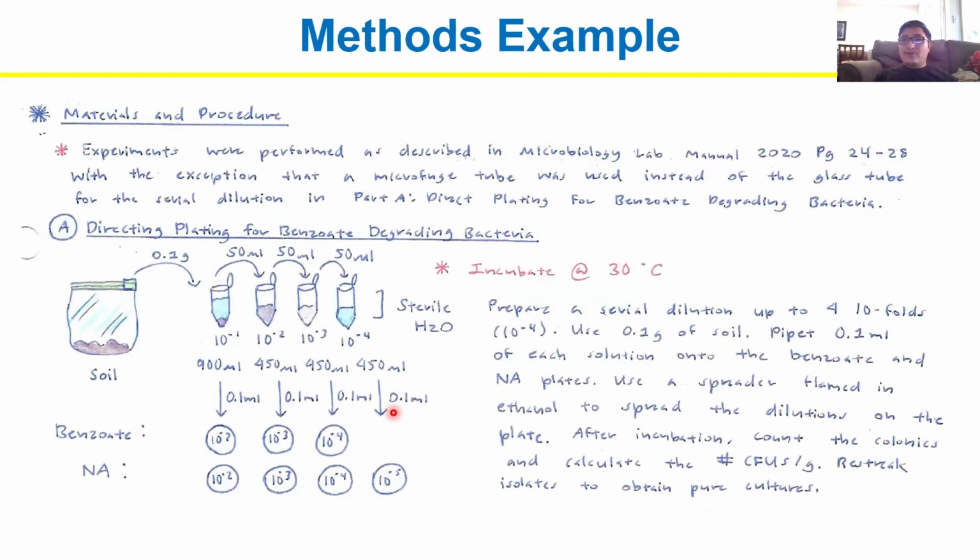This is an example of what one of my previous students did. Here, this person says experiments were performed as described in the lab manual, provides page numbers, with the exception that a microcentrifuge tube was used instead of the glass tube. So this told me that the lab manual said to use a glass tube, but they didn't use that; they used microcentrifuge tubes. You need to list things that you did differently. Most people just tell me the page numbers of the lab manual, but if you just provide me with that, you're not going to get a good grade in this portion of the lab notebook.